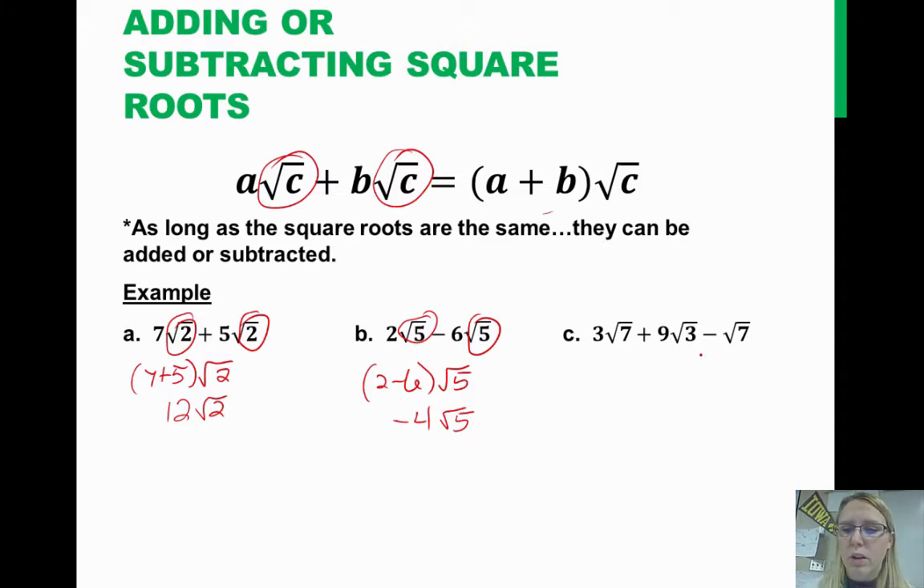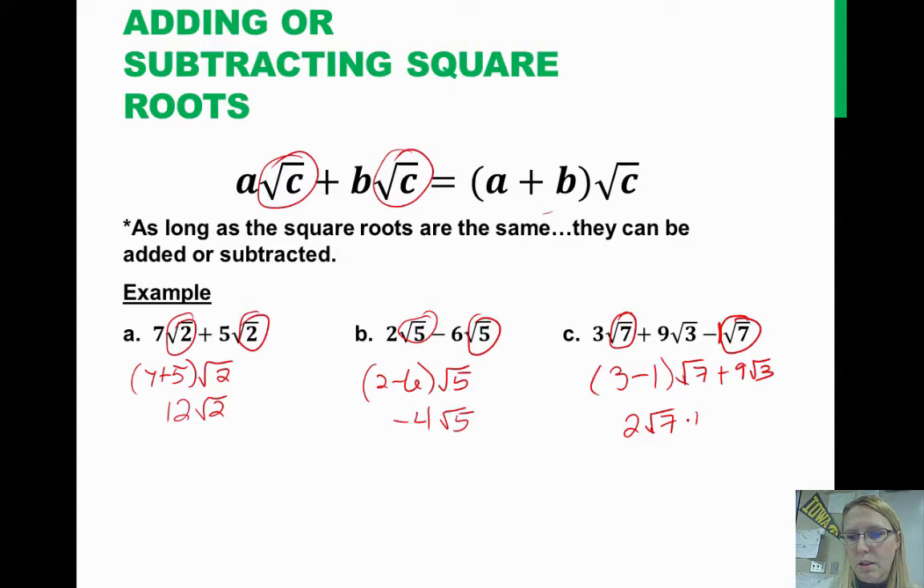On this one, notice that there is one that is not part of the square root of 7. The other two are square roots of 7. I can add those two together, but I cannot add the square root of 3 to it because they're different. So I'm going to take 3, and you can assume, because there's nothing in front of this, that's a 1. So 3 minus 1 square root of 7 plus 9 square root of 3. So this would be 2 square root of 7 plus 9 square root of 3.